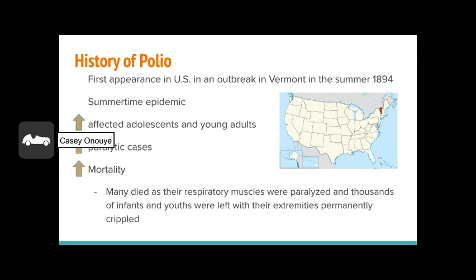The first appearance of polio in the US was in an outbreak in Vermont in the summer of 1894, and this was a summertime epidemic. During this time, many adolescents and young adults were affected. There was a great increase in paralytic cases and also an increase in the mortality rate. Many died as their respiratory muscles were paralyzed, and thousands of infants and youths were left with their extremities permanently crippled.